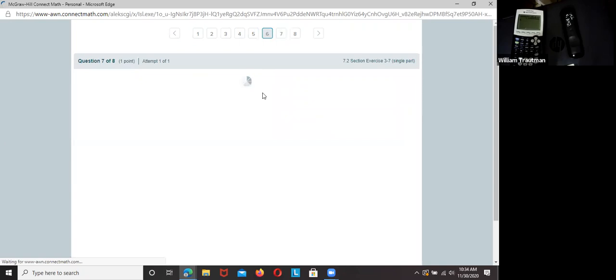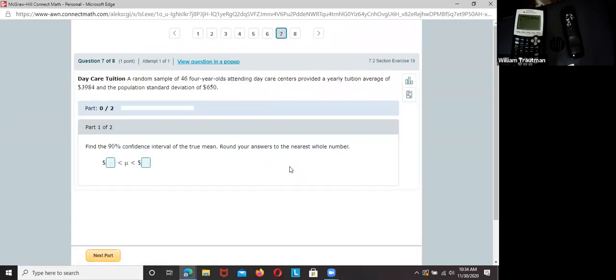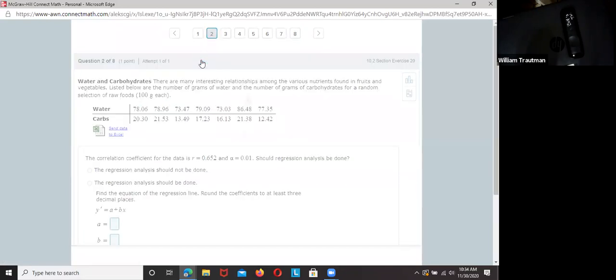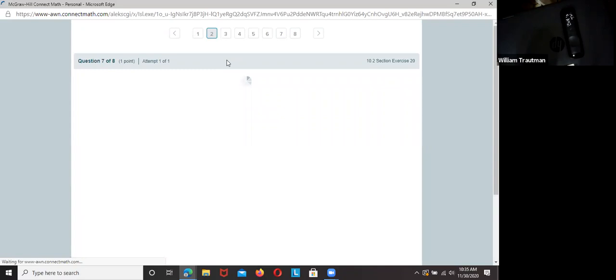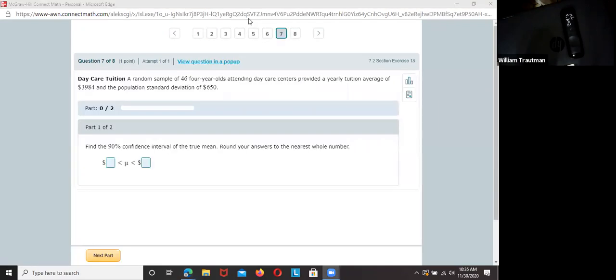Number 7. Find the 90% confidence interval. Oh, why did I change the question? There we go. A random sample of 46, n equals 46. The average is 3984, and population standard deviation is 650.